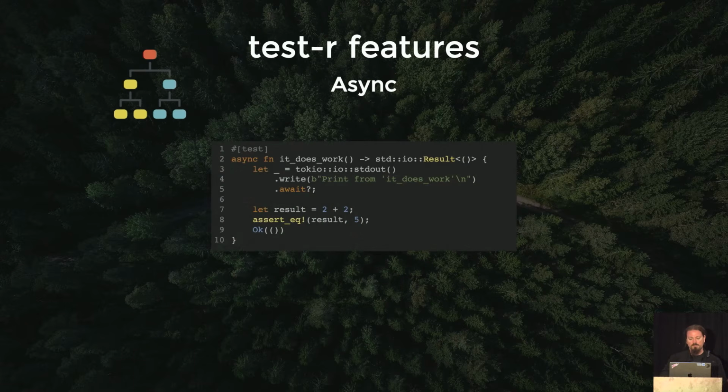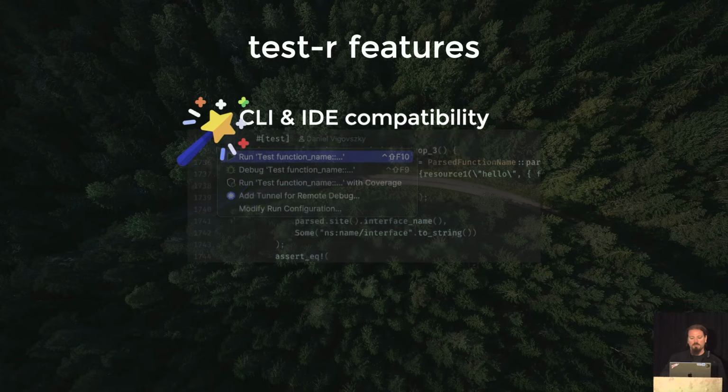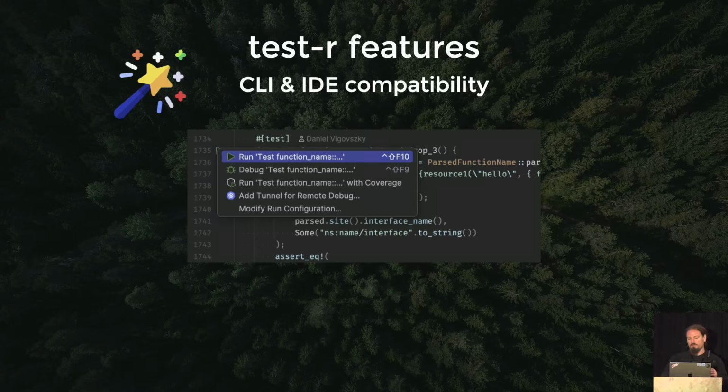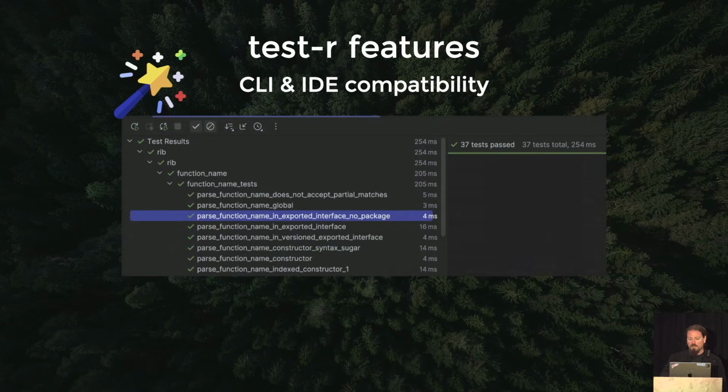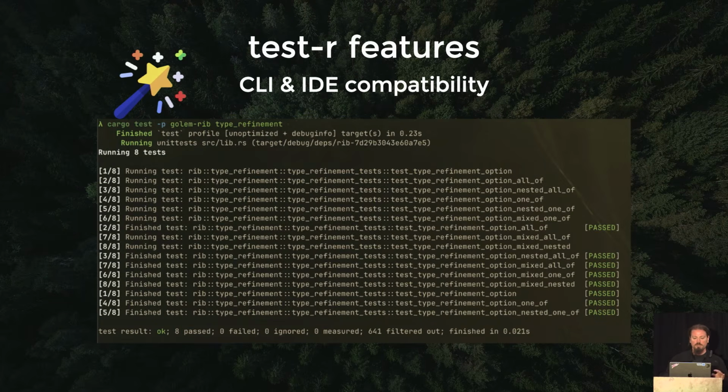Tester also supports async tests without any difference, so you can put the test attribute on async functions as well, and it will just work. And it has quite good compatibility with the built-in test framework and CLI and IDE features. So for example, in IntelliJ or RustRover, you can just click on the test and run it as usual. And if you enable the test view and run multiple tests, it will show you the hierarchy of test runs. And if you just type your usual cargo test commands, it is also working as expected.